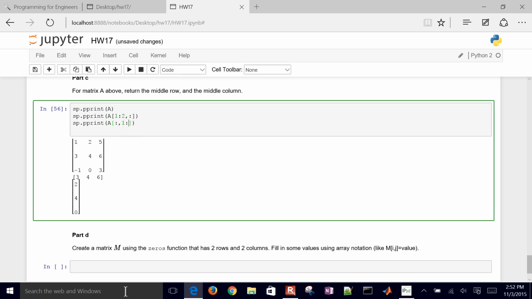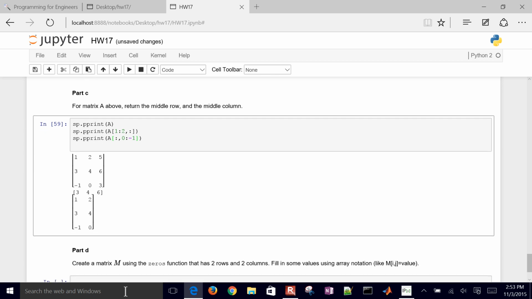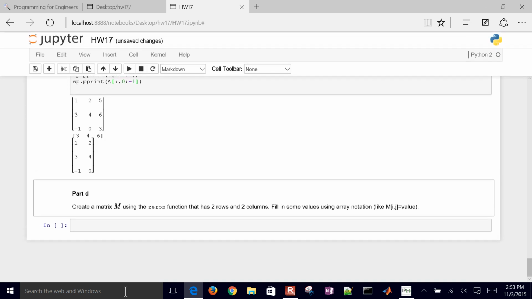If I did something like 1 to 3, for example, I just get those last two, or I could just say 1 to end. Okay, and I'd also get them to the end. If I did 0 to -1, for example, it'd take just the first and second. It wouldn't take the last one. So I go back one from the last, and I just take a slice of all of the columns except the last one. Okay, so that's a little bit about slicing these matrices.